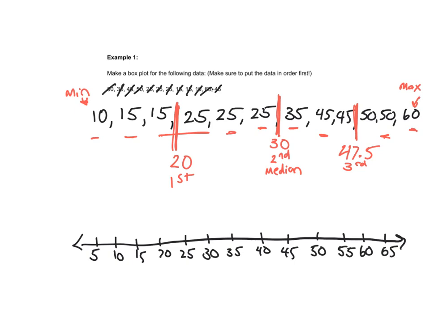Okay, so step 1, put dots above the minimum and the maximum. All right, step 2, put small lines above the first, second, and third quartiles. So a small line above 20, above 30, and above 47 and a half. So that's going to be directly in between 45 and 50. Okay, now we connect the box. Okay, and we connect the dots to the box. We have our box plot.